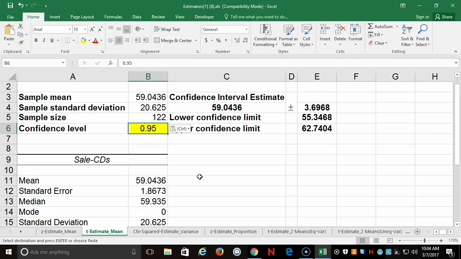If I know 1,000 customers came into the store during this weekend for this CD-ROM deal I had going on, can I estimate how much my sales were associated with that CD-ROM sales? How would I do that? I didn't ask you that in the problem, but if I was your boss, I would ask you that. How could I do that, Max?